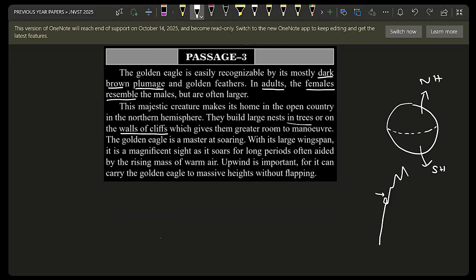So it is a movement or series of moves requiring skill and care. That means if you want to go there, you require some skill and care.